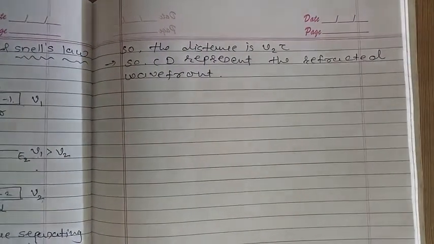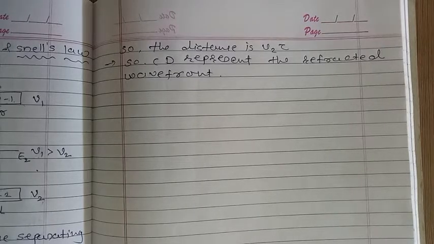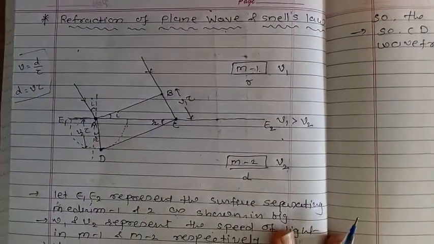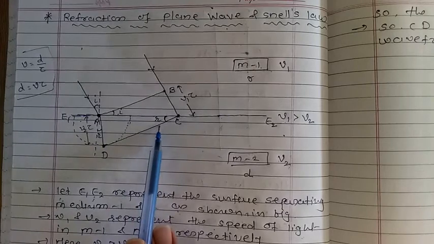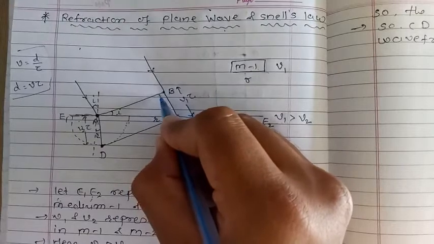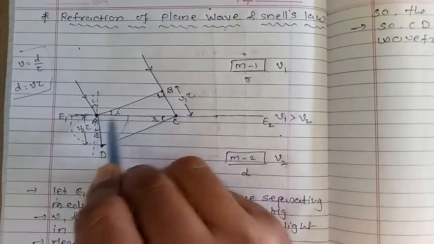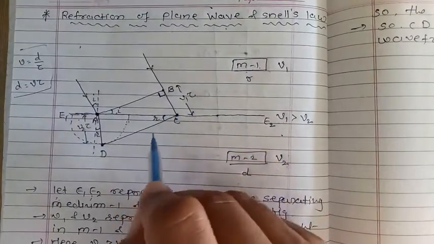Now we have to prove Snell's law. We know the equation n1 sin theta 1 is equal to n2 sin theta 2, right? Now to prove Snell's law, see this figure here. The theta 1 is the angle of incidence and theta 2 is the angle of refraction, right? So for theta 1, see the triangle ABC, right? In this triangle, we know the value of BC. BC is equal to V1 tau.